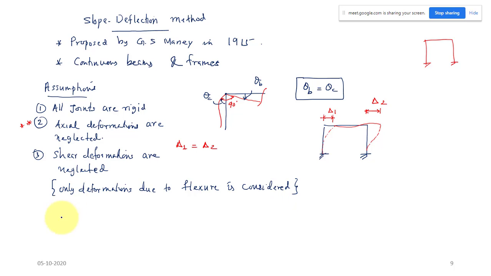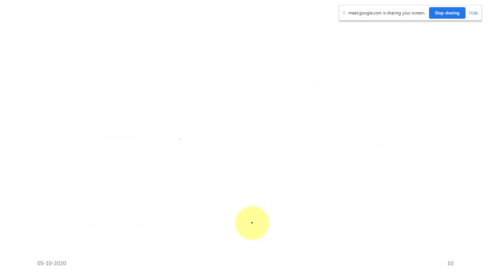The assumptions are over. The first step in the slope deflection method is to develop a relation between the degrees of freedom, that is slope and deflection, and end moments. The derivation is simple. We will derive this relation between the slope and deflection and moment, and that equation will be known as the slope deflection equation. So now we will go to the derivation of the slope deflection equation.